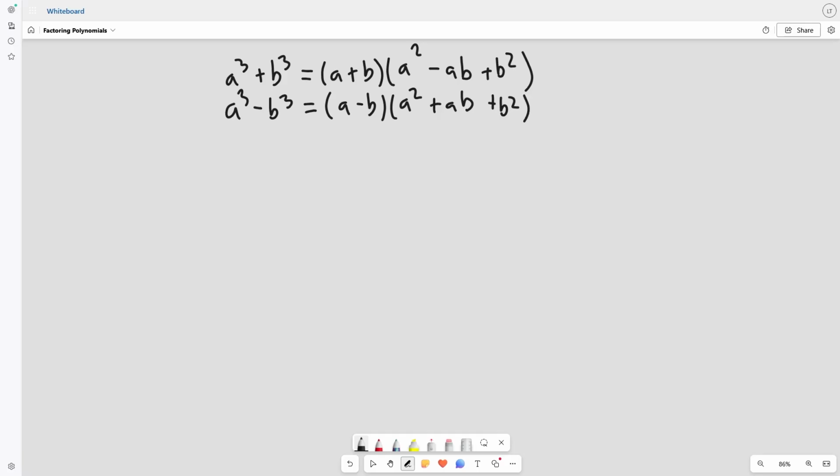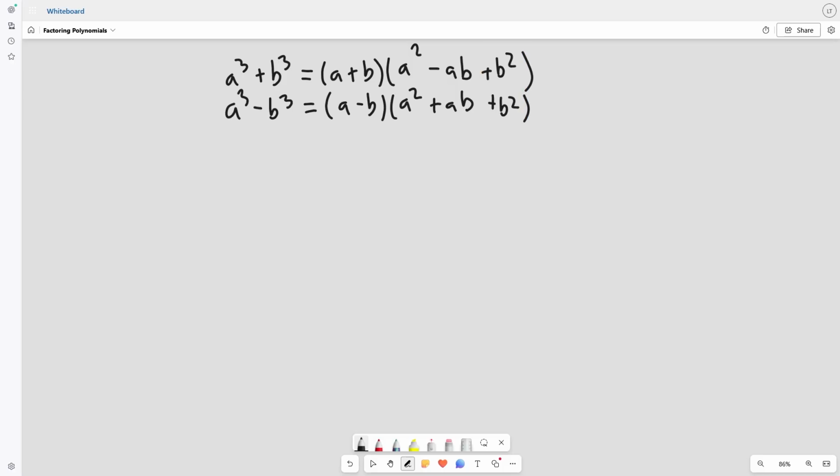Now, what I want you to notice here is when we're doing the sum of the cubes, this term in parentheses, we have a positive, just like the positive here. And then on the inside, the ab has a negative, which is the opposite. And the ab on the difference of cubes has a positive, which is the opposite of the a cubed minus b cubed and the a minus b. But the b squareds are always positive.